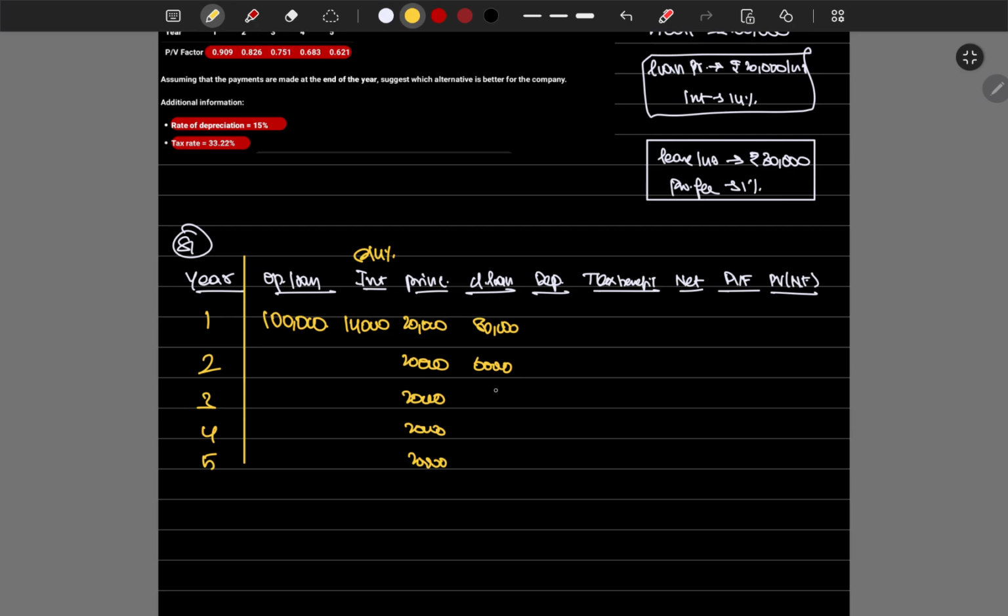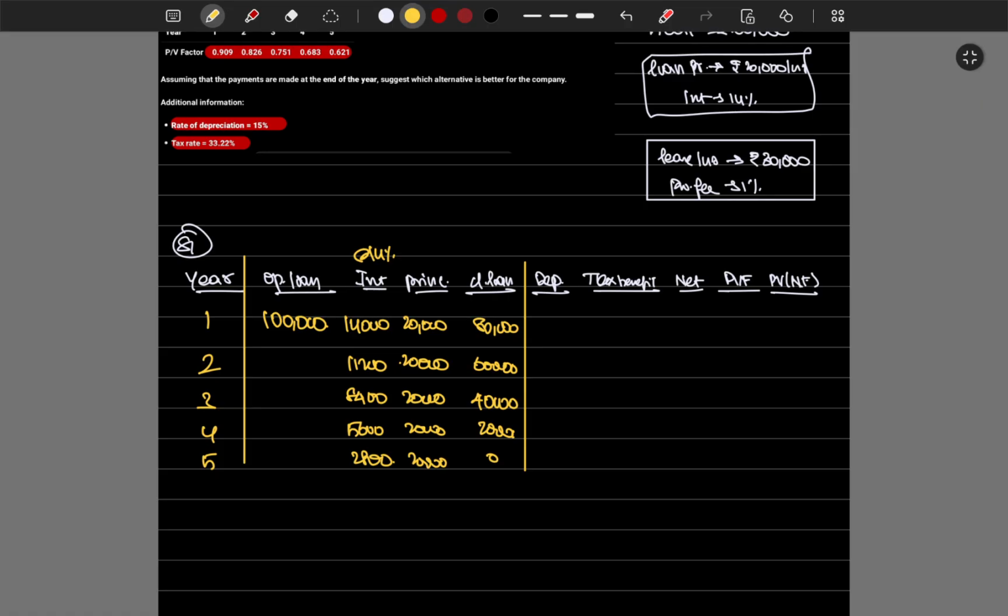60,000, 40,000, 20,000 will become 0 at the end. Okay, so 80,000 into 14%, 11,200. Then 60,000 into 14%, 8,400. 40,000 into 14%, 5,600. 20,000 into 14%, which is 2,800. Right.